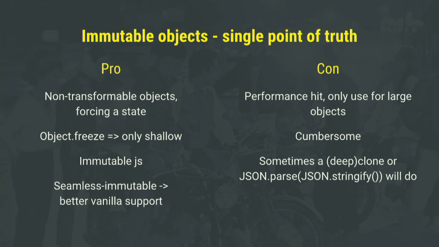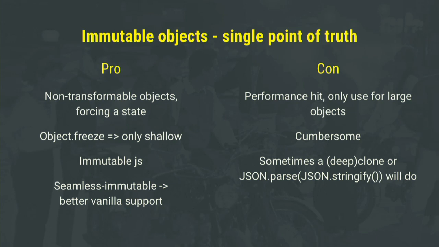solutions. For this, you have immutables. Immutables means that you cannot alter the data. There are libraries for this. What they do is freeze your object, so if you return the object, you're not able to edit the data once you got it back. You have Object.freeze, which is in vanilla, but it's only shallow, only one level. You have libraries like Immutable.js or Seamless-immutable, which has better vanilla support. But you need to watch out.